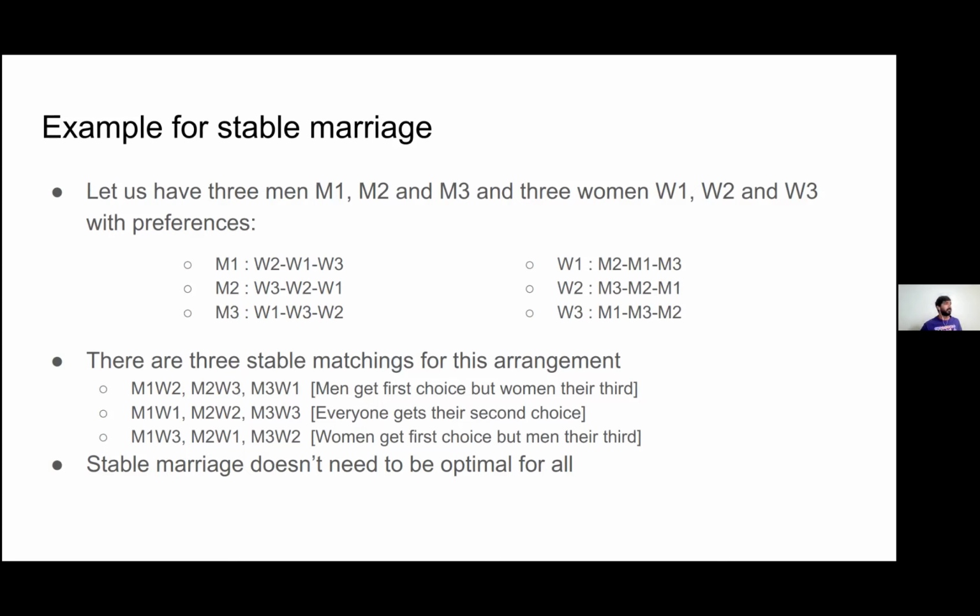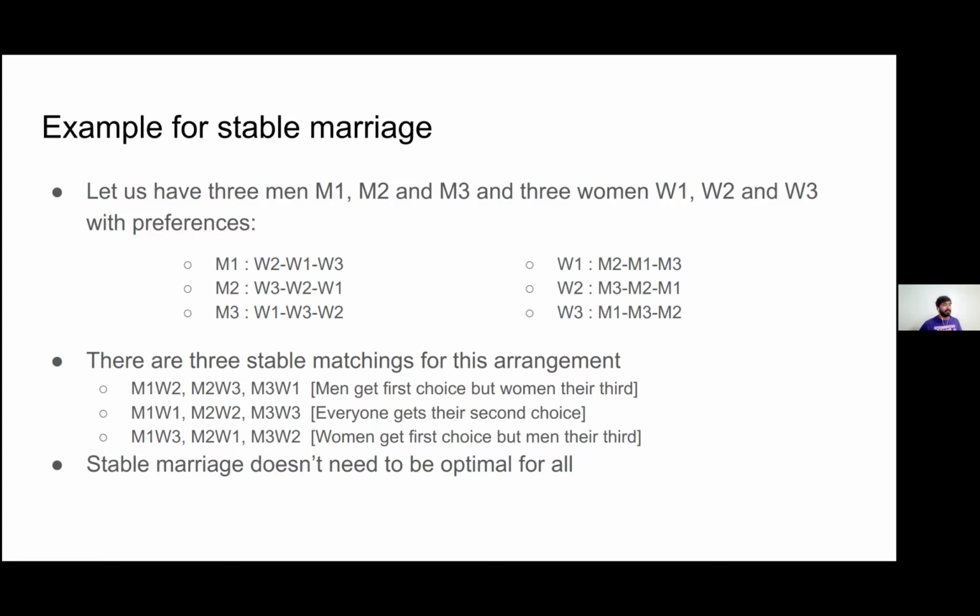So for the given preference set here, there are 3 possible stable matchings for this arrangement. So the first matching is M1W2, M2W3, and M3W1. If we notice in this matching, all the men get their first choice, but the women their third preference. And there are 2 more stable matchings here. In the second matching, everyone gets their second choice. And in the other one, women get their first choice, but men their third.